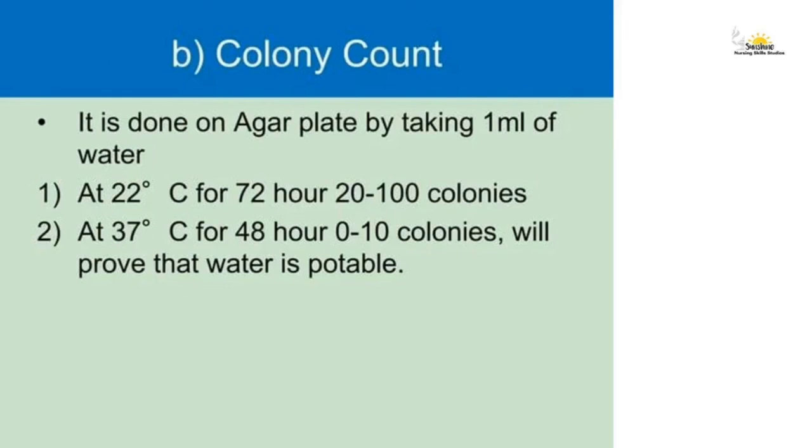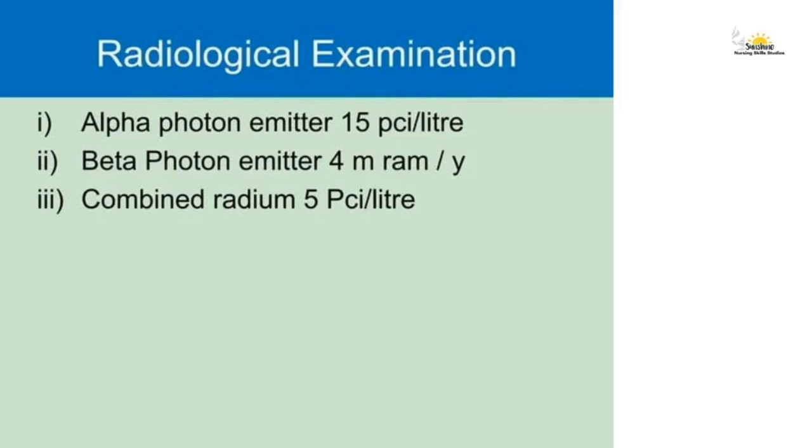To see the bacteria, we can use something called a colony count. It is done by agar plate, taking 1 ml of water, and all the microbiology which we have studied, we can apply here. Now coming to radiological examination, it is done by alpha emitter, beta emitter, and combined radium.